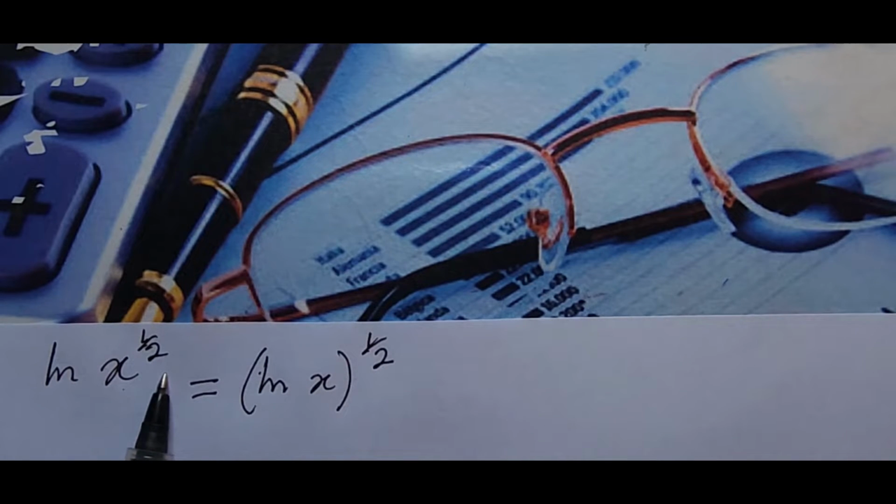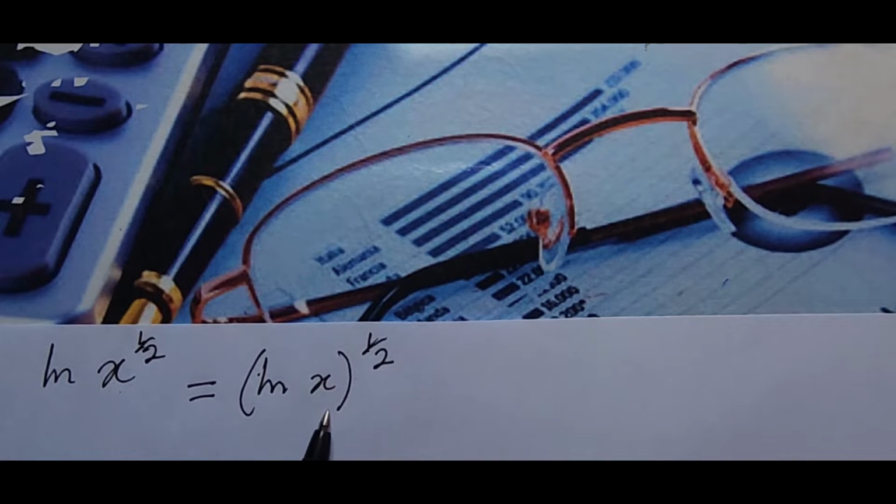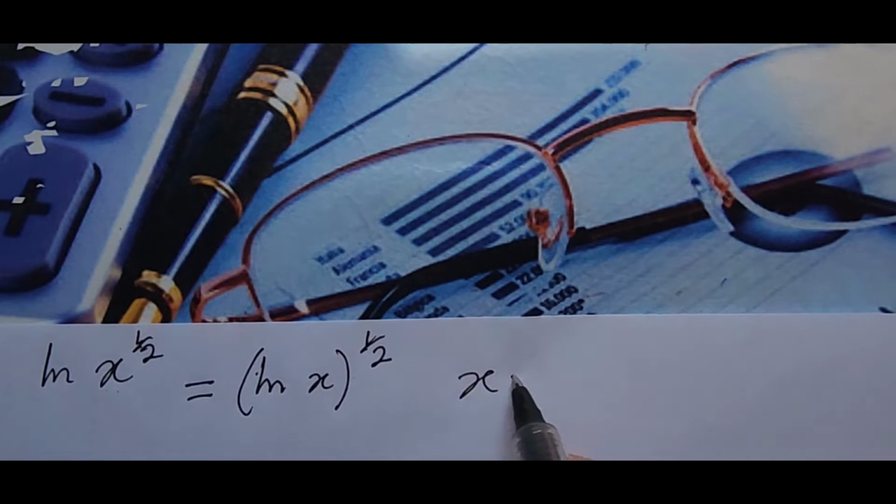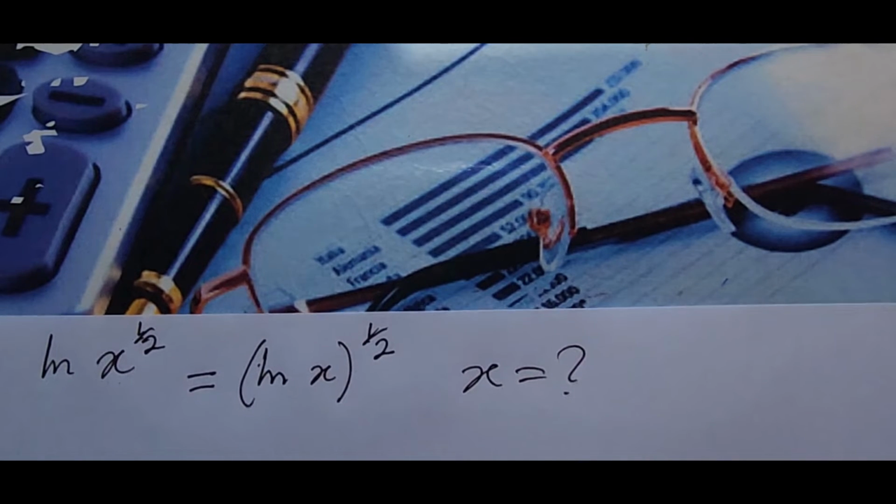Here we have this question, and the question reads: ln of x raised to the power of 1 over 2 is equal to (ln of x) all raised to the power of 1 over 2. What is the value of x? Here we are asked to look for x. So how do we solve for x?